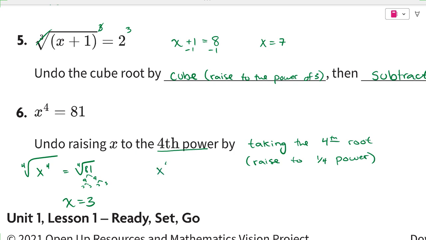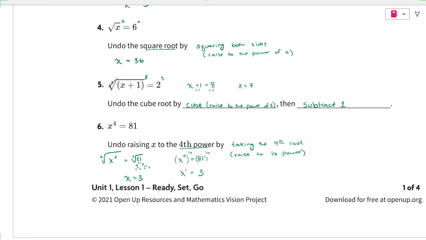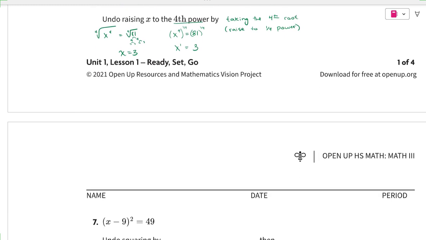Now the other thing we can do is, instead of taking the 4th root, we can actually use our exponent rules. Raise this to the 1/4 power, because when we have exponents, they multiply when it's a power raised to another power. So 4 times 1/4 becomes x to the 1, or just x. 81 to the 1/4 is the same thing as the 4th root of 81, which becomes 3. Okay, so those are the ready problems.